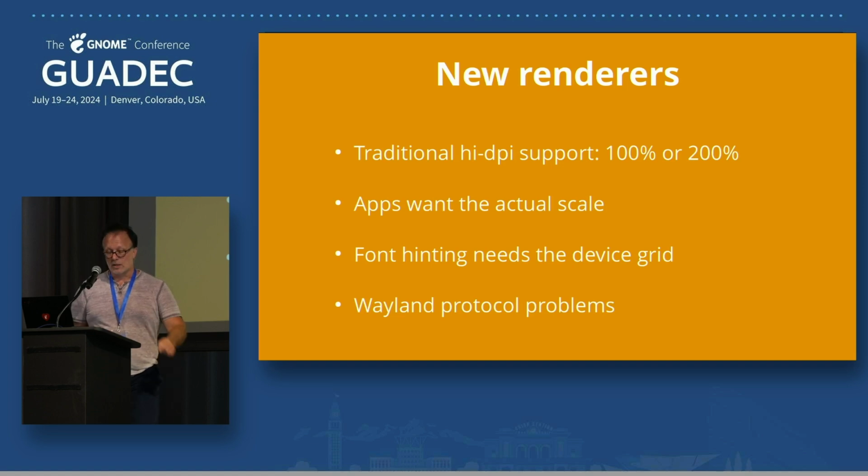at the device level. And with the new renderers, we were finally in a position that we can actually do that. There's a Wayland protocol that gives us the actual scale that the user selects, and then we can just render at that resolution without producing too many pixels. And in particular, what we can do is we can render the fonts actually at the actual resolution, so we can get font hinting that actually works properly.